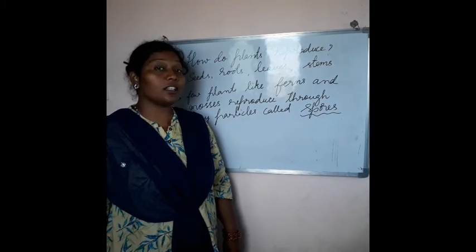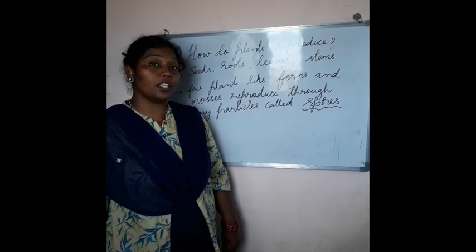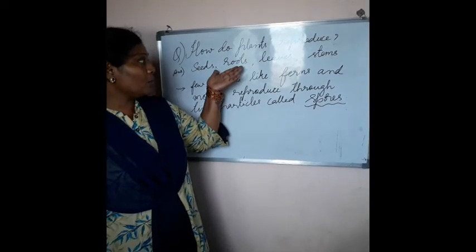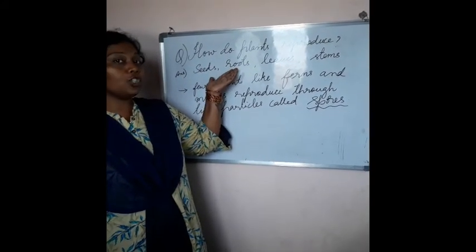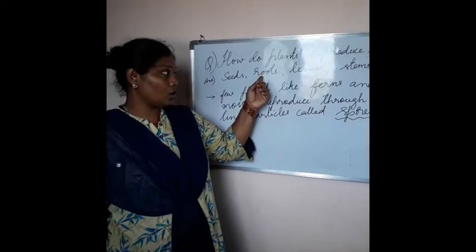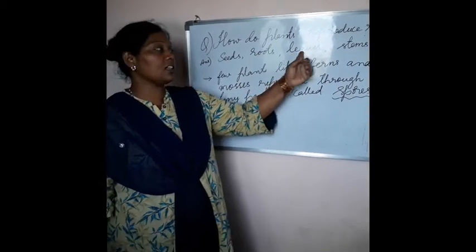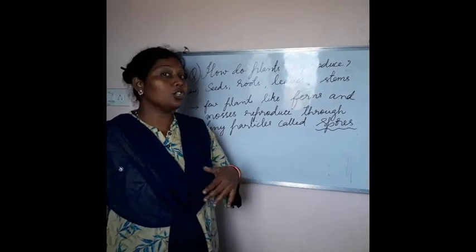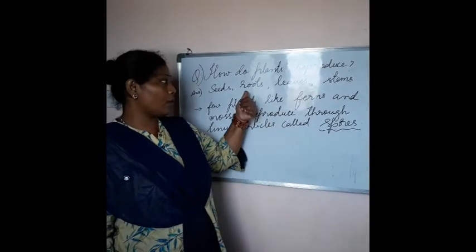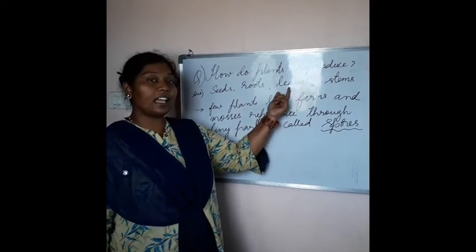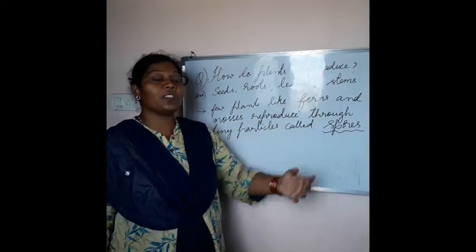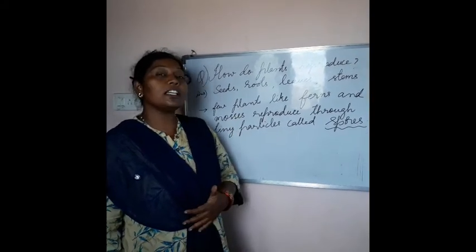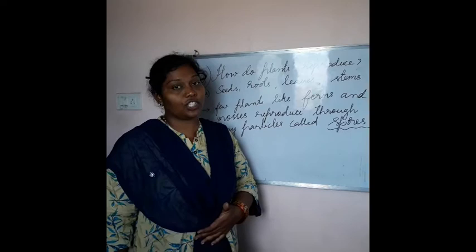Let us see what are the different other body parts from which new plants can grow. The other body parts of the plants from which a new plant can grow are roots, leaves and stems. Not only through the seeds, new plants can be grown from roots, leaves and stems. And in our further videos, we will learn about these methods of reproduction.